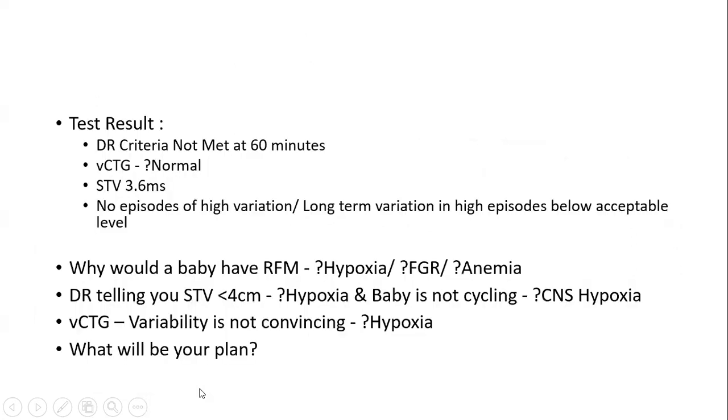So a couple of things. Visual CTG probably abnormal. Dawes-Redman criteria not met: STV less than 4, no episodes of high variation. So this baby is not waking up from quiet sleep. STV less than 4, risk of acidemia. Visual CTG is not okay. So probably hypoxia, some growth restriction. What is your plan for this woman?